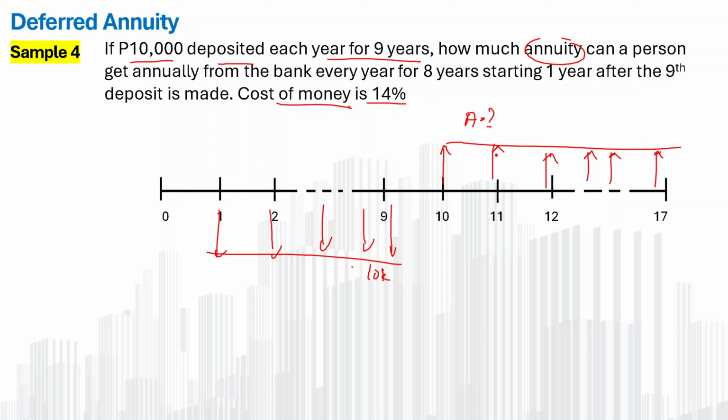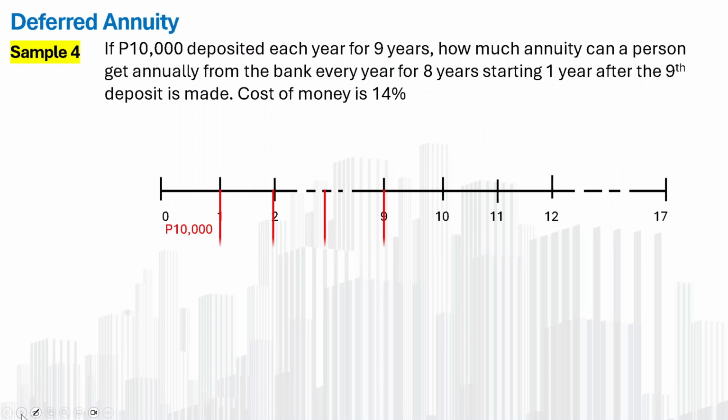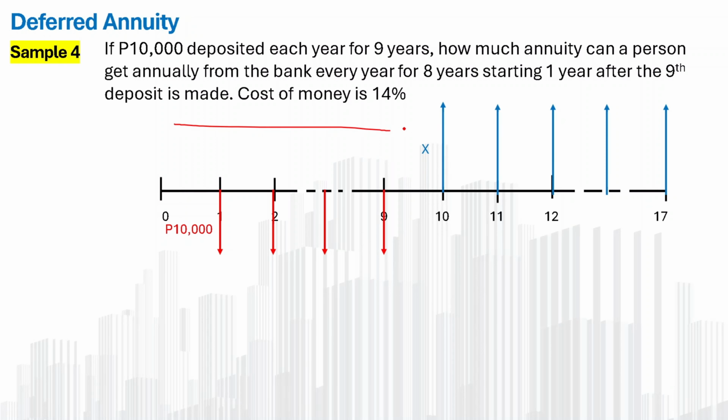We don't know that. So the question is, how much daw? Meron tayong interest rate na 14%. And quite frankly, we can solve this. There are actually 2 ways for you to solve this. Let me just remove all my ink dito. Yeah, so 10,000. Yan yung nakaharap natin. We can solve it by bringing it all back dito sa present.